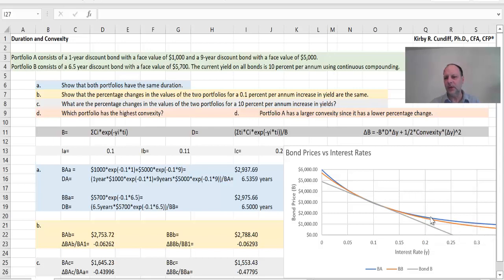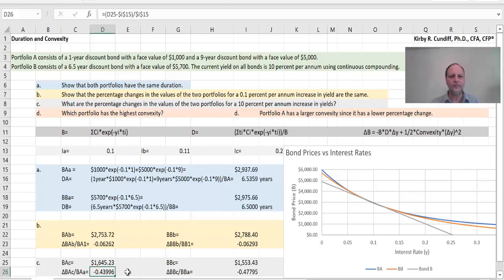Again, our orange line is bond B, our blue line is bond A. And we can do that exactly down here. So let's calculate the new value of portfolio A. We will have 1,000 exponent of minus J13, which is now 20%, times 1, plus 5,000 exponent of minus J13 of 20% times 9. So the new value of portfolio A is 1,645.23. The initial value was 2,937.69. So if we want to get the percent change, we take the final value here, D25 of 1,645.23, minus the initial value of I15 of 2,937.69, divided by the initial value, and we get a percentage decrease of minus 44%, a pretty significant loss in value.